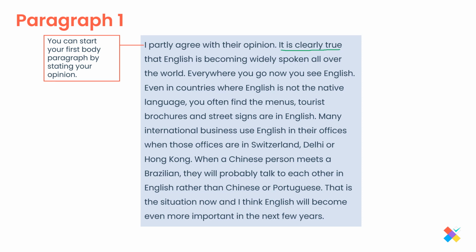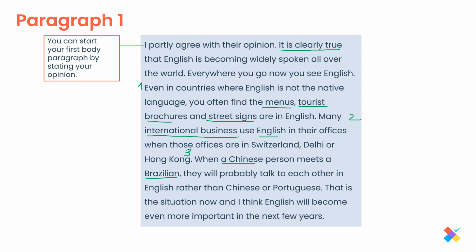"Everywhere you go now, you see English." The first one: "Even in countries where English is not the native language, you often find menus, tourist brochures, street signs in English." Then the second is: "Many international businesses use English in their offices when those offices are in Switzerland, Delhi, Hong Kong." Then the third example is here: "When a Chinese person meets a Brazilian, they will probably talk to each other in English rather than Chinese."